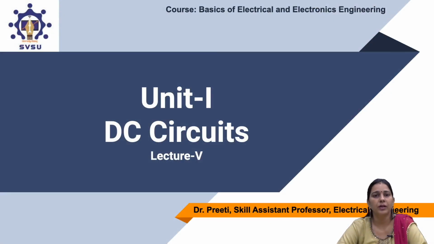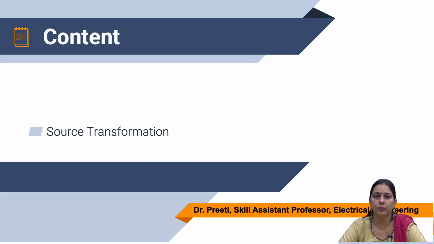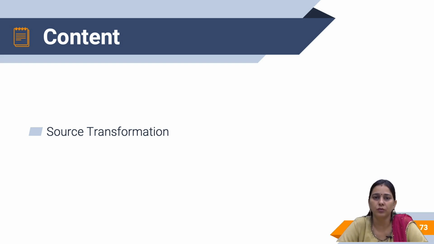Hello everyone, our next topic is source transformation. Here, when we are talking about source transformation, we have two kinds of sources, that is the voltage source and the current source. Alternatively, to make the analysis easy in our electrical circuits, generally we do source transformations, that is from current source to voltage source and vice versa as well.